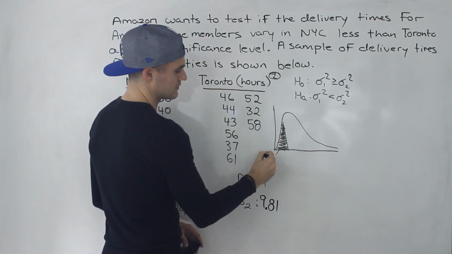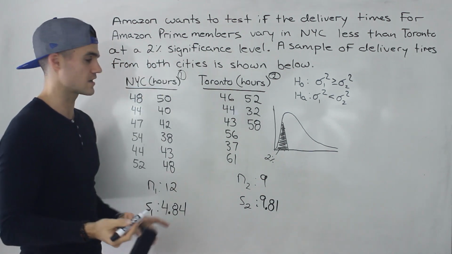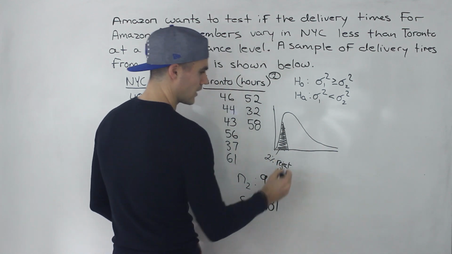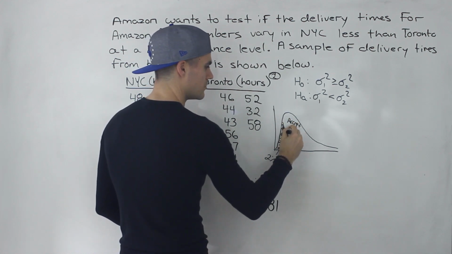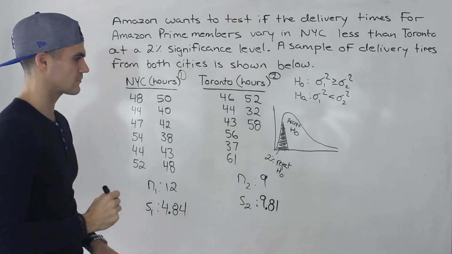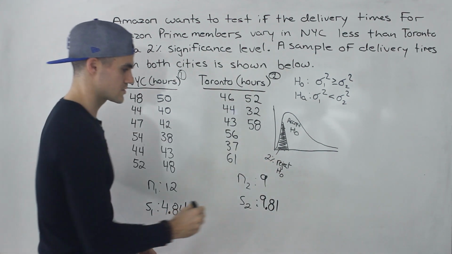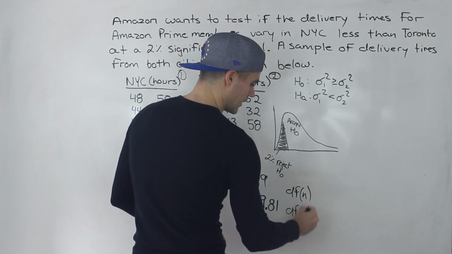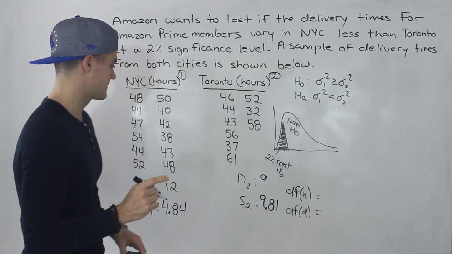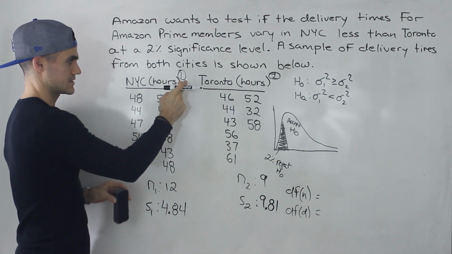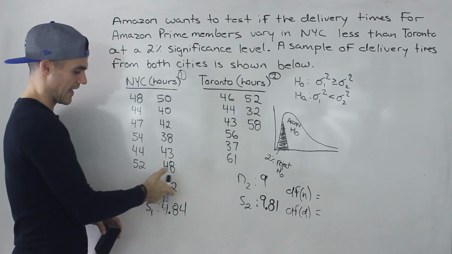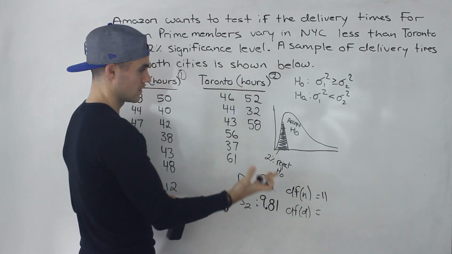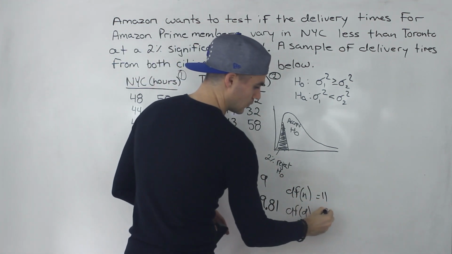Right? And notice that this region here has an area of 2% because we're dealing with a 2% significance level. So over here in this area, in this region, we would be rejecting the null hypothesis, and then in this area, we'd be accepting the null hypothesis. And so what we got to do now is we have to find this critical value. So when we're using an F distribution, there's 2 degrees of freedom, right? There's one for the numerator and then one for the denominator. Notice in this case that the numerator, it's population 1, it's NYC. So the degrees of freedom would be N1 minus 1. So 12 minus 1 would be 11. And then the degrees of freedom for the denominator would be population 2. So it would be 9 minus 1, which would give us 8.